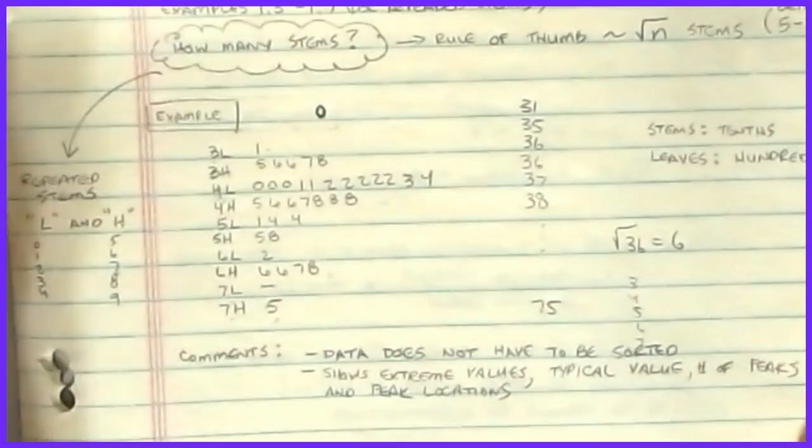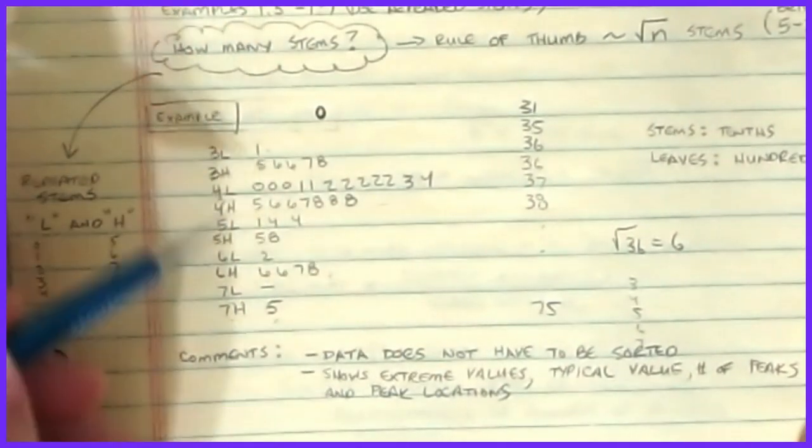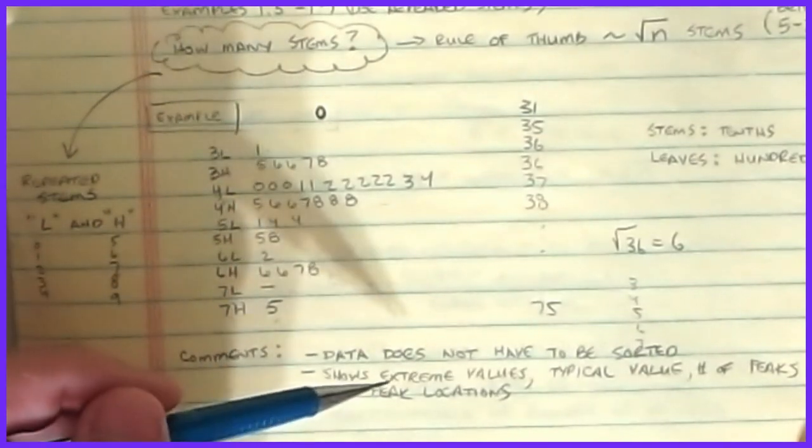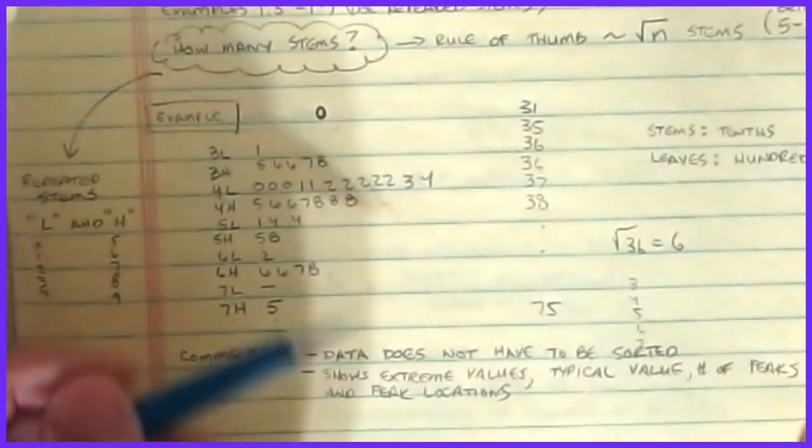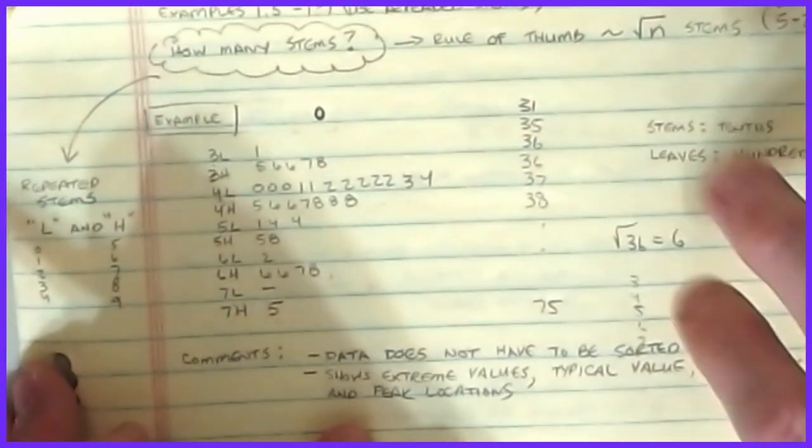A little bit better. Okay, and what this will do is show our extreme values, or typical value, number of peaks, and our peak locations. That is all the data that you can get out of this, and so that's pretty handy.